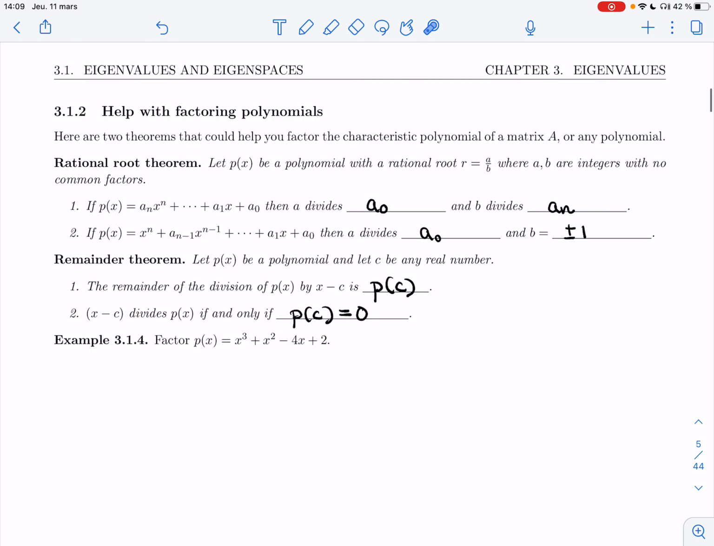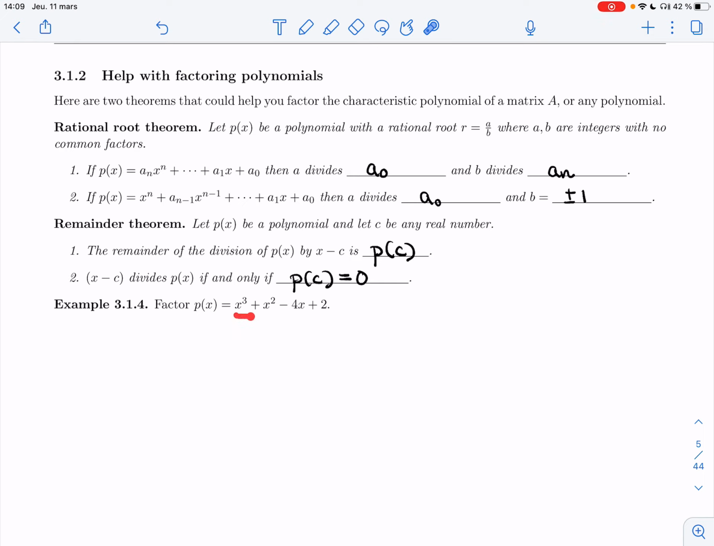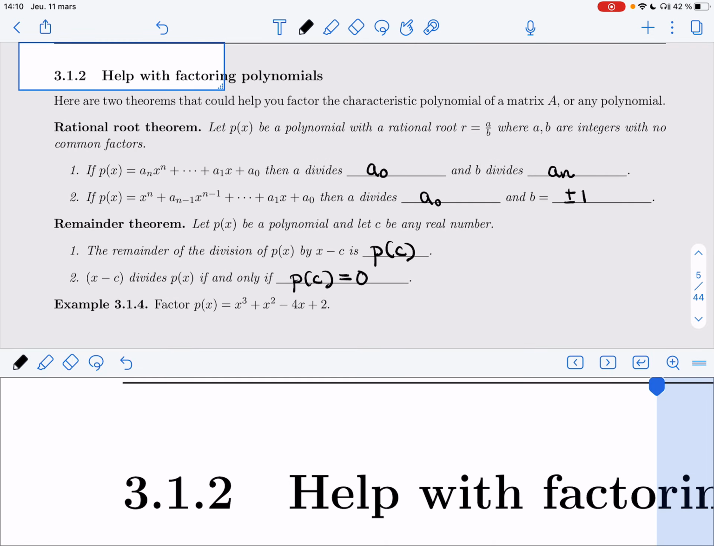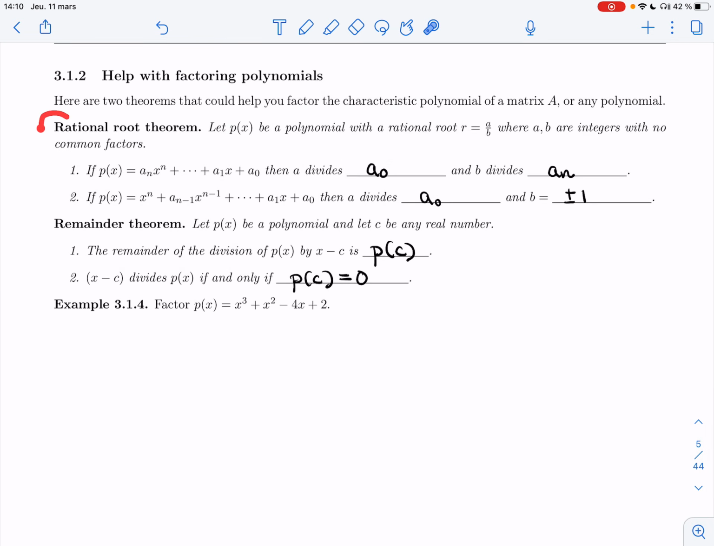All right, so let's try this. I want to factor this cubic. The only tool we have for cubics is factoring by grouping, and in this case, it doesn't work. And so here's how I would do it. I would try to use the rational root theorem to find roots. So step 1, find roots, zeros of P of x using the rational root theorem.